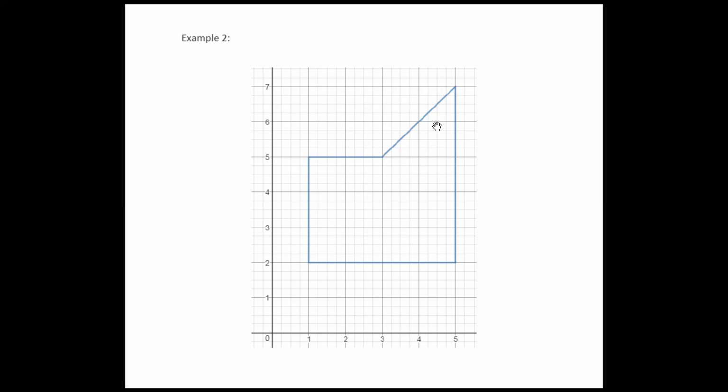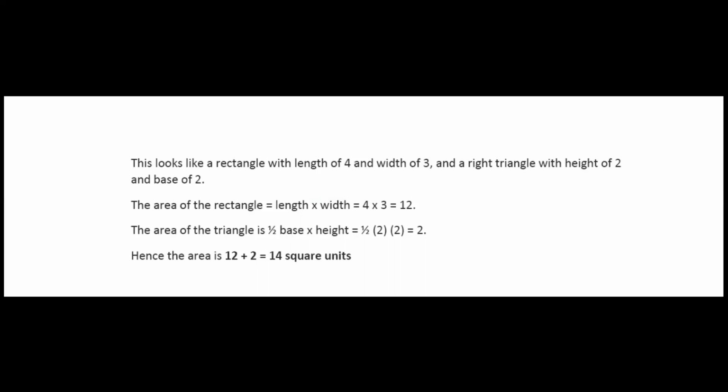And we know that the area of a triangle is 1/2 base times height. And so we'll put those two facts together to find the area of the rectangle, 4 by 3, which is 12. The area of a triangle, which is 1/2 base times height. So that's 1/2 of 4, which is 2. We would add those together. The area of the region is 14 square units. No calculus involved here in example 1, nor in example 2.